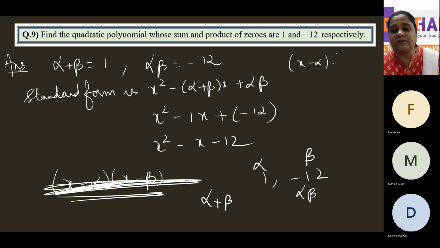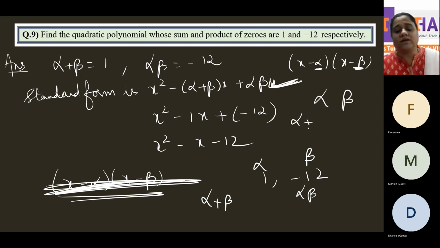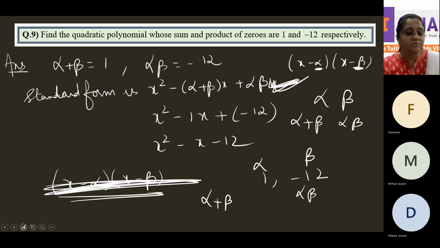X minus alpha into x minus beta, this one you can do when you know alpha and beta. In any case, you can do this standard form method. If you know alpha and beta, you substitute here. This one is universal. Whether you are given alpha and beta, or alpha plus beta and alpha beta, in both cases you can use this method.